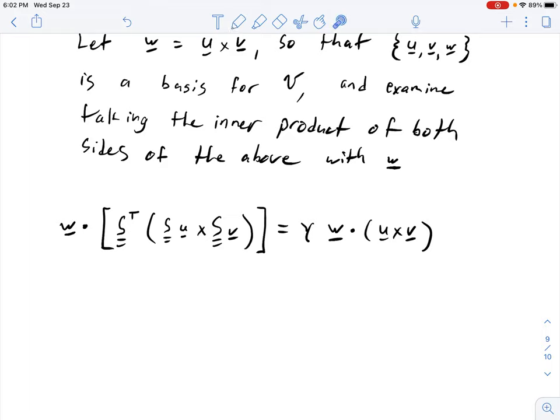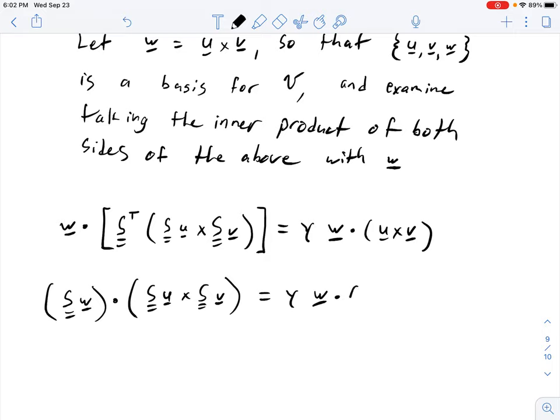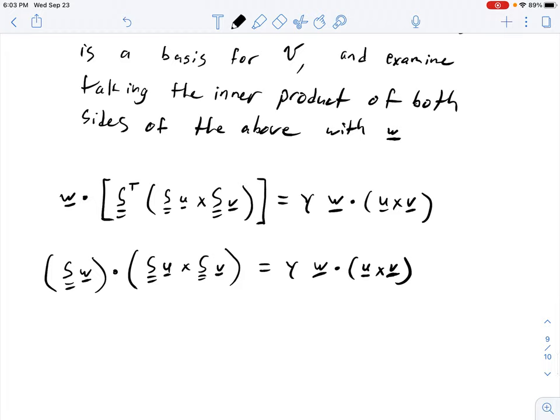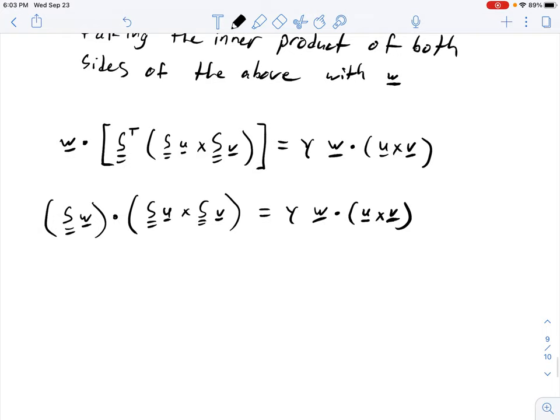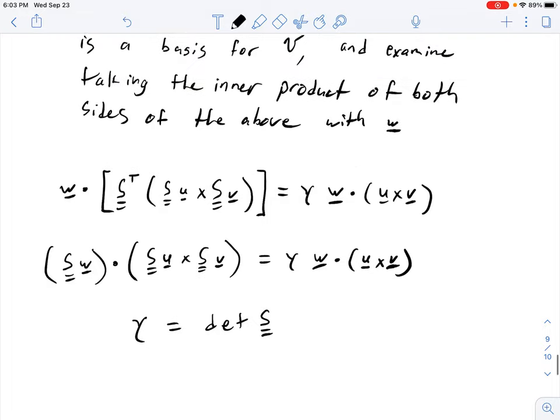Well, we can take this S transpose here and use the definition of transpose to make it an Sw there, dotted with Su cross Sv, is equal to gamma w dot u cross v. All right, well, we've shown that w dot u cross v is nonzero, since u, v, w is a basis, so we can divide both sides by it. And we have that gamma is then equal to the determinant of S.